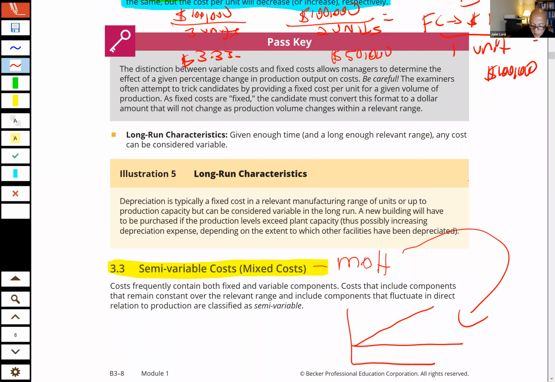All right, now when we come over and take a look, guys, I apologize that I skipped past that first, but long run characteristics. In the long run, all costs are considered variable. Just flashcard that, okay? And they call that the relevant range.